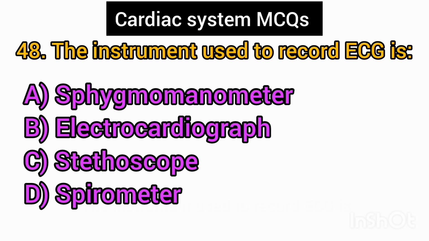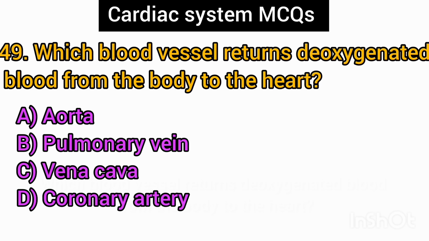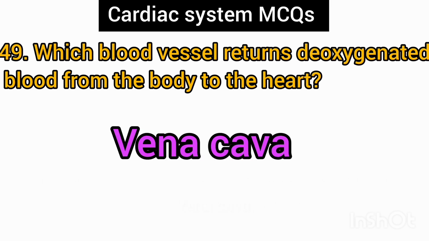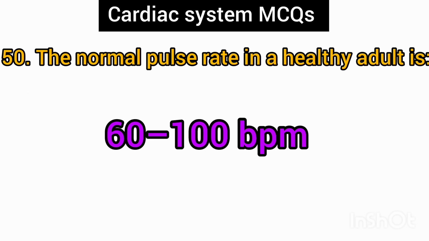The instrument used to record ECG is electrocardiograph. Which blood vessel returns deoxygenated blood from the body to the heart? Vena cava. The normal pulse rate in a healthy adult is 60 to 100 BPM.